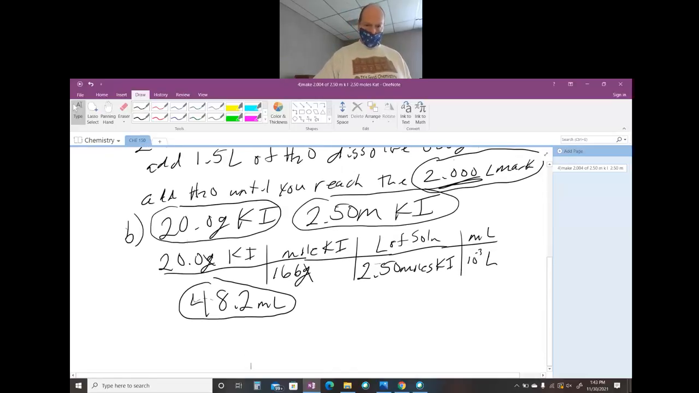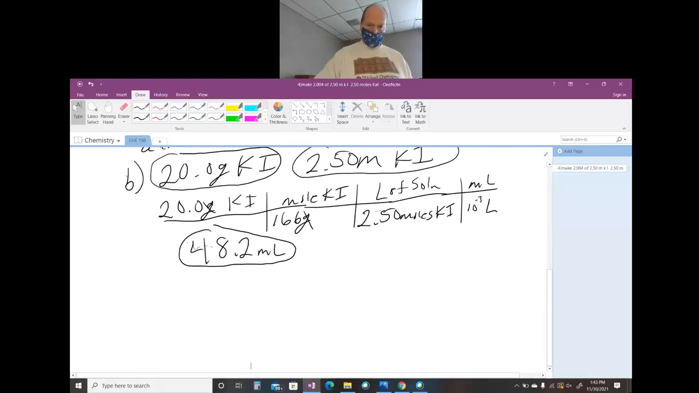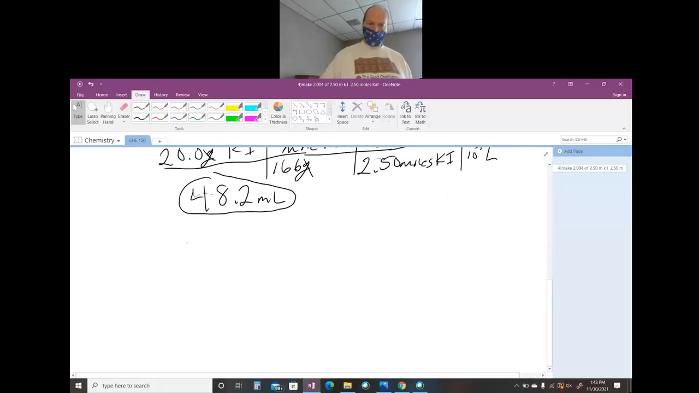So make sure you know your units for molarity: moles of solute per liter of solution. Number 5.